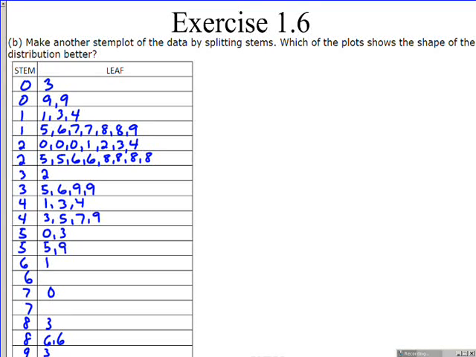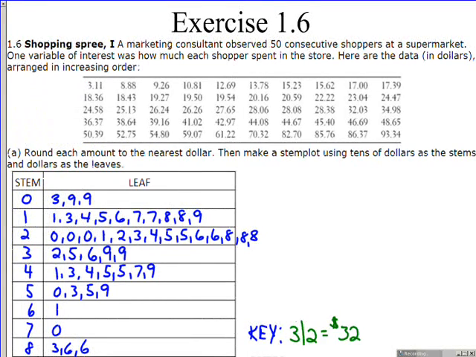Okay, so there, and again, make sure you have your key down here at the bottom. It does not matter which stem and leaf you choose for your key. Now the question is, which of the plots shows the shape of the distribution better? Well, if I look back at the first one, we can see that we're going to have a high peak here on the left if you think about turning this, and a long tail to catch these values on the right. So we can see pretty clearly that it is skew right.